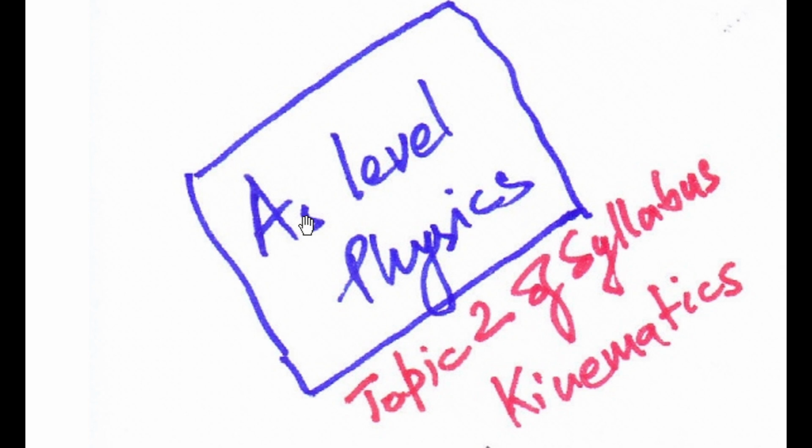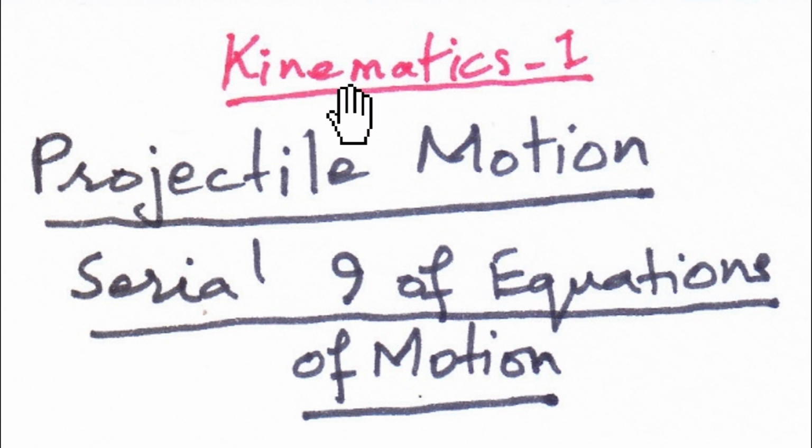We are going to study a very important topic of AS level physics, and the topic is kinematics. In kinematics, there is a subtopic which is projectile motion. This projectile motion we have not studied in O level, and this is serial 9 of equations of motion.